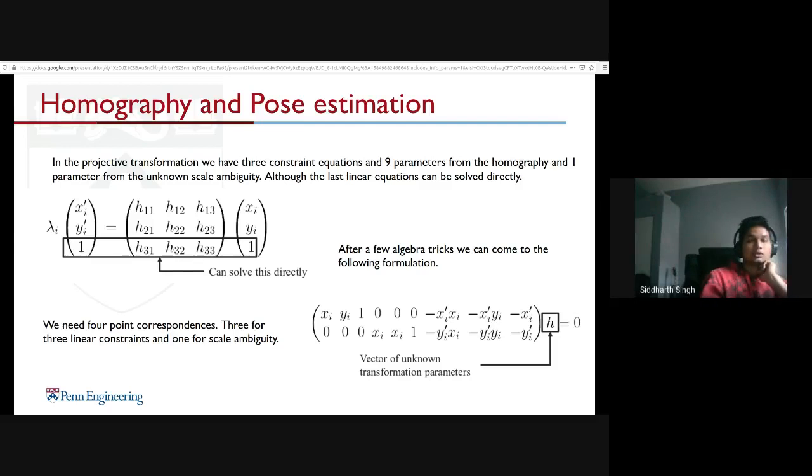And is that clear to everyone that H seems to be lying in the null space of this matrix? Okay. So it does seem to us that we have sort of a least squares problem in which H lies in the null space of this 8 by 9 matrix. So what we need to do is find this null space, essentially, right?